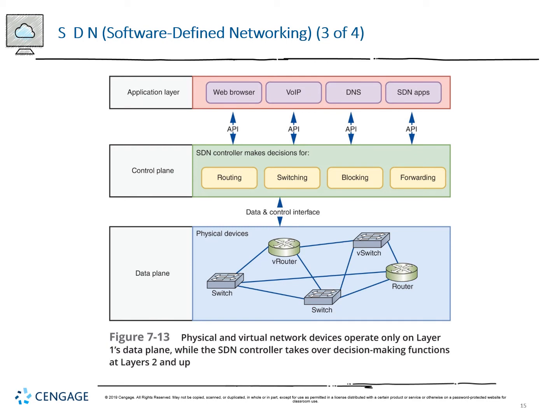So here we see the way that the SDN controller operates in decision making from the application layer, so that's up at layer 7, as you recall. The API, which is the structured programming interface, allows us to pass things down to the control plane of the SDN controller. So this is where all of our routing, switching, blocking, and forwarding will take place. And then the data and control interface will pass things down to layer 1. So that's where we would have our virtual switch, router, or physical devices.